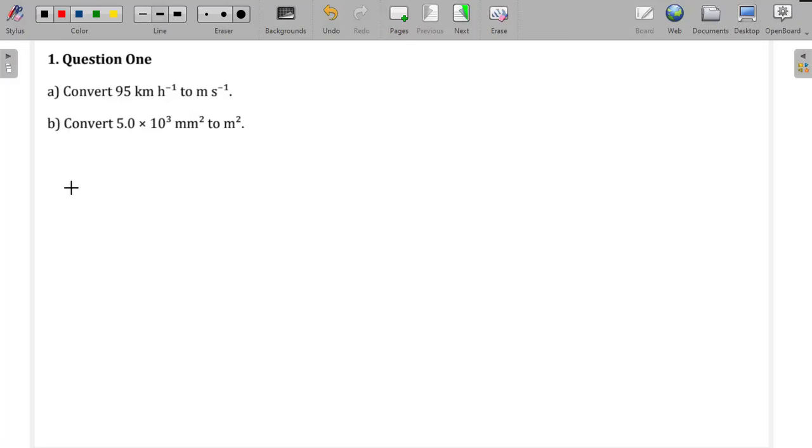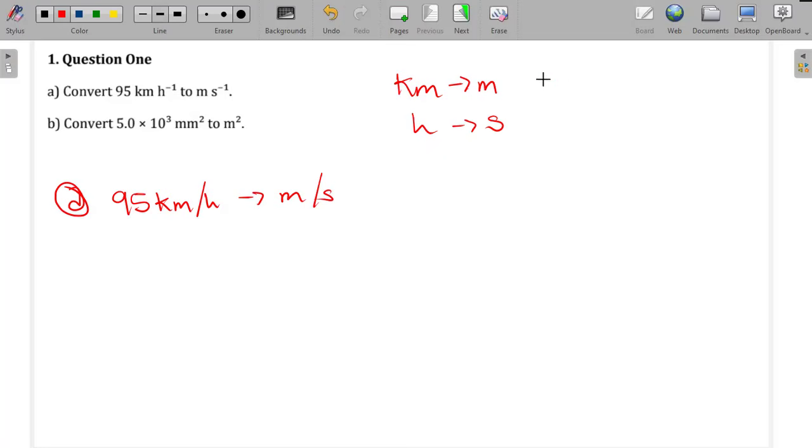So in this particular case, we'll start with A, where they've told us to convert 95 kilometers per hour into meters per second. The first thing you're supposed to notice is that we are converting kilometers into meters and hours into seconds. If you get your conversion factors right, you should notice that a kilometer is made up of 1,000 meters, which means 1 kilometer is equal to 10 to the power 3 meters, which is 1,000 meters.